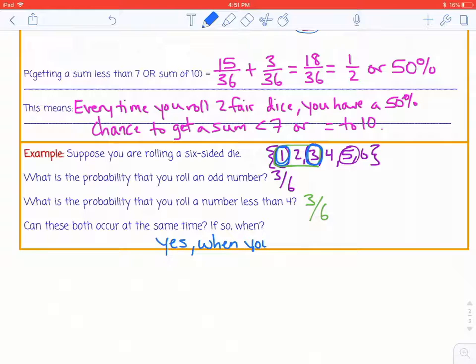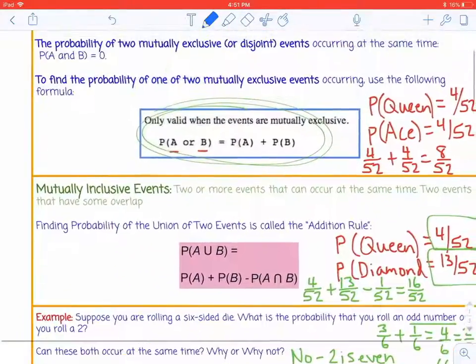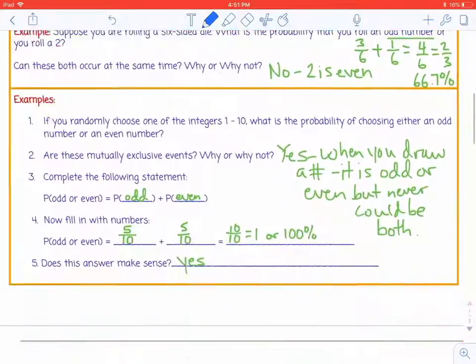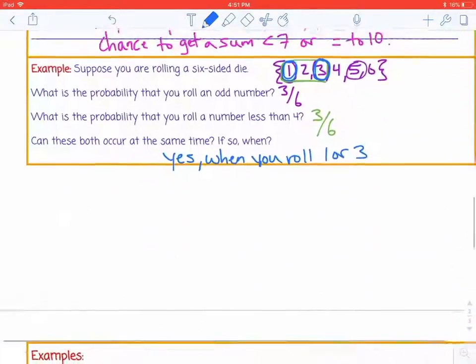When you roll 1 or 3, that would happen. So in this case, we would need the probability formula right here. These are mutually inclusive events. In other words, they can occur at the same time. And you would have to subtract the overlap.